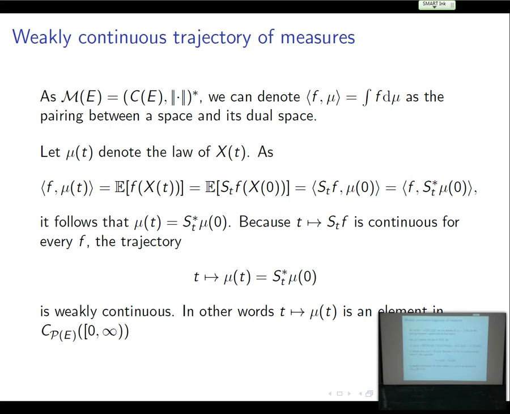Something which is also important is that the semigroup is strongly continuous. So what this tells me is actually that this trajectory, mu_t, is a weakly continuous trajectory of measures.